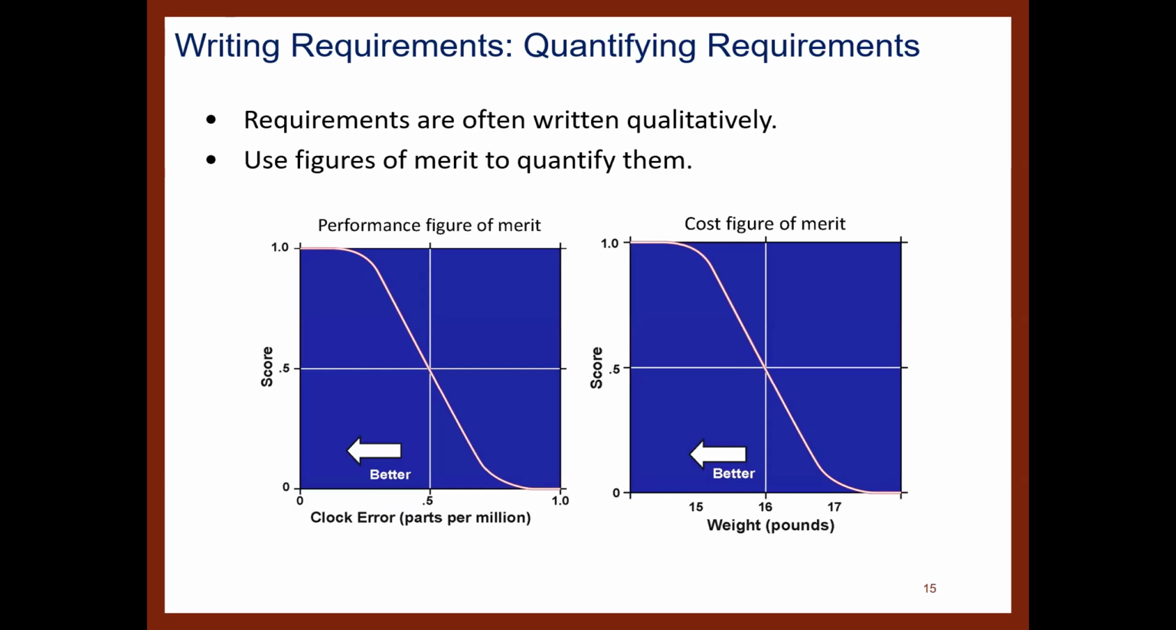Requirements are often written qualitatively, right? So we use figures of merit to quantify them. We encourage most of the requirements to have some type of quantitative figure to use. As we are seeing here, we have a performance figure of merit and a cost figure of merit. As we move towards the left, it is better. As we move towards the right, it is worse. So we can start thinking about those types of thresholds in which we want to be for our design.